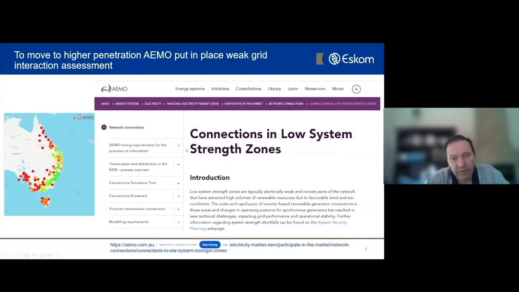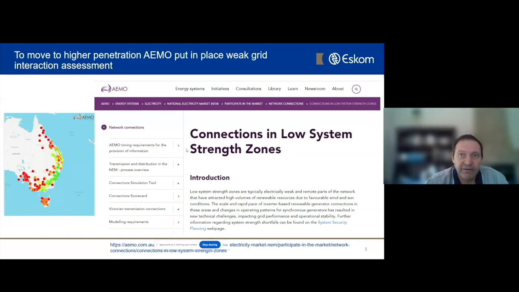Also, what is recognized in Australia is that as the system becomes weaker and weaker, the grid itself cannot form the characteristics that the inverters can follow. This weakening of the grid needs to be addressed, and part of addressing it is that the plant being commissioned in that area has the ability to address some of these issues themselves.